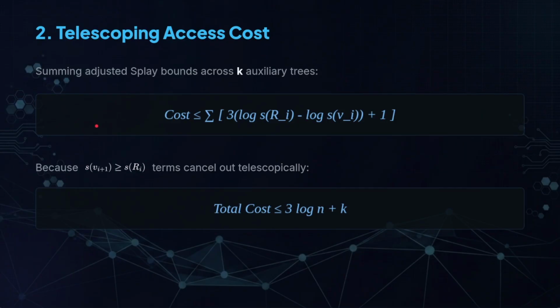During an access V operation, we repeatedly move upward through multiple auxiliary trees, splaying nodes along the way. When we sum all these adjusted Splay bounds across k distinct auxiliary trees, the logarithmic terms telescope and cancel out once again. The total amortized access cost remains logarithmic, but we pick up an extra k factor in our complexity equation, which represents the number of auxiliary tree switches executed while climbing up the path.